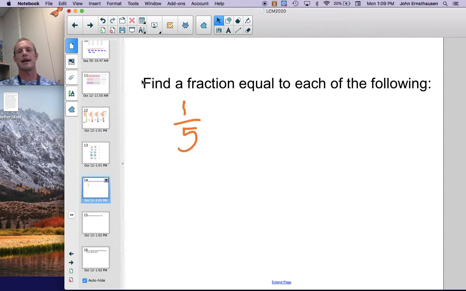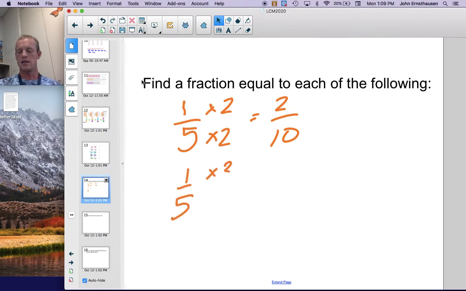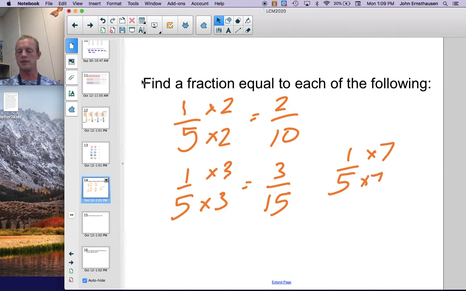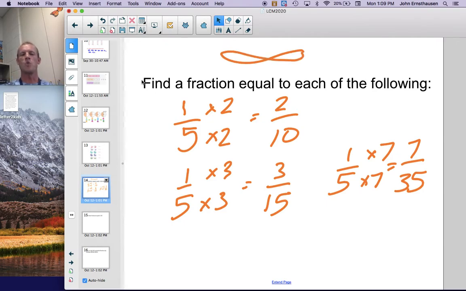Now, if some of you are like, I don't have a clue how to do this, mystery, I'm going to show you. If you multiply your numerator and denominator by the same number, you will always get equivalent fractions. It doesn't matter what number you multiply them by, as long as you multiply them by the same number. I could pick 7. These are all equivalent. There's an infinite number of equivalent fractions. I want to show you why, though.